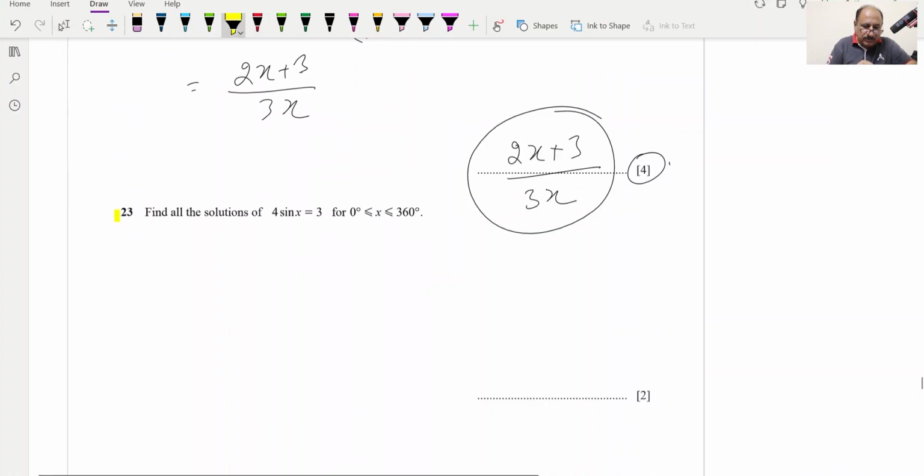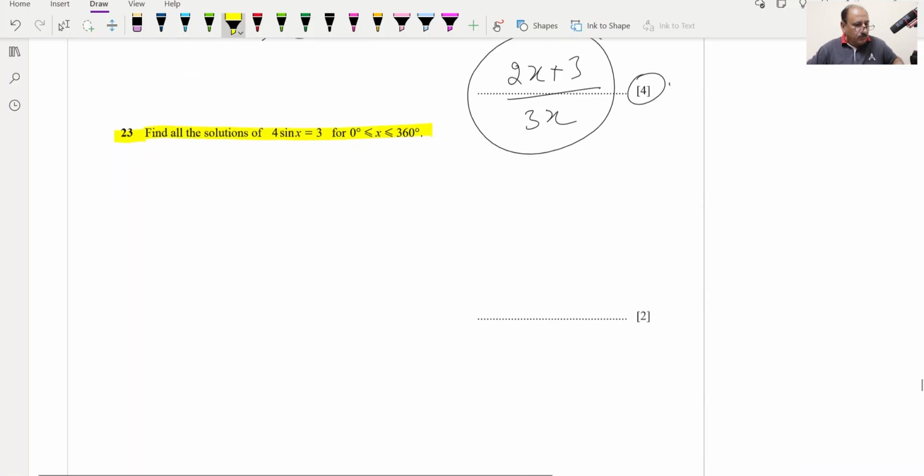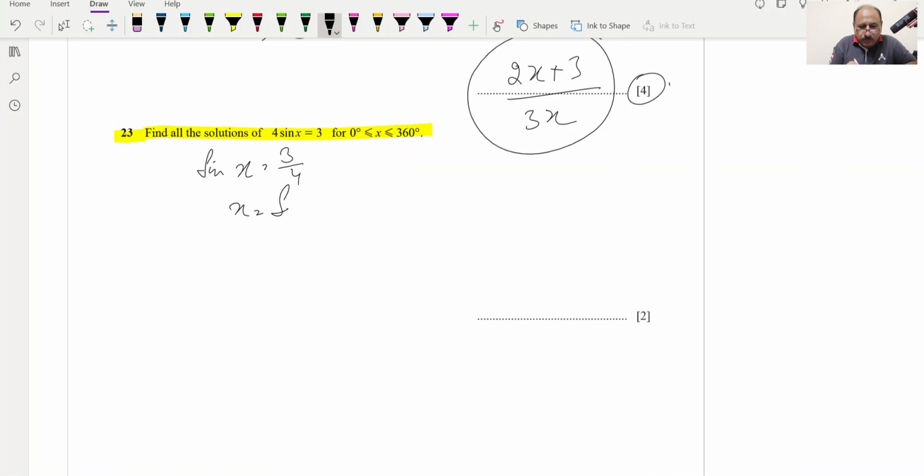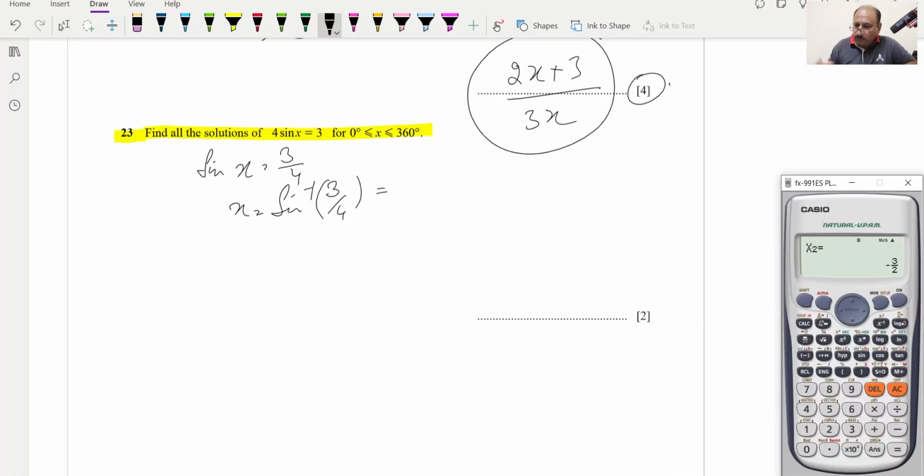Now question number 23, find all the solutions of this one. 4 sine x is equal to 3 for the range from 0 to 360 degrees. So now what we will do, we can draw this one. First of all, before drawing, we will write down this equation. Sine x will be equal to 3/4. So x will be equal to sine inverse of 3/4. We will find the value.